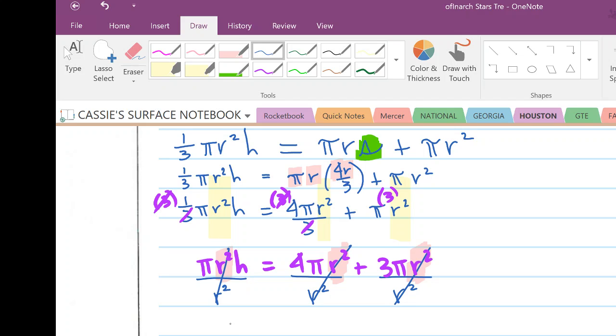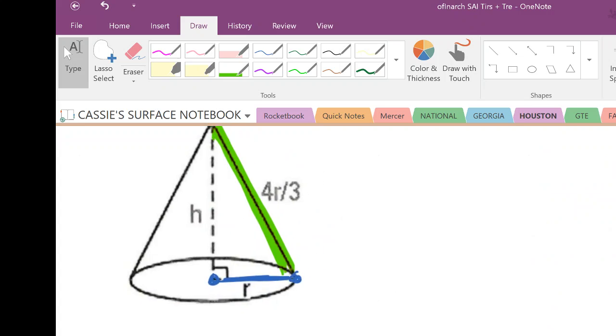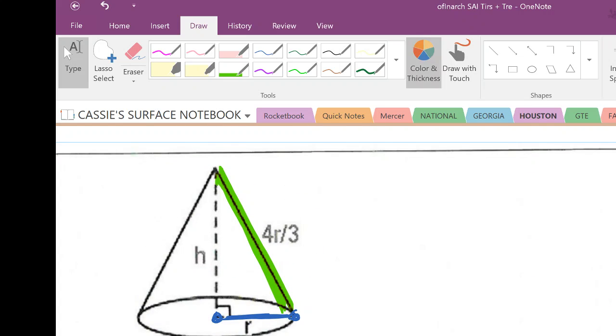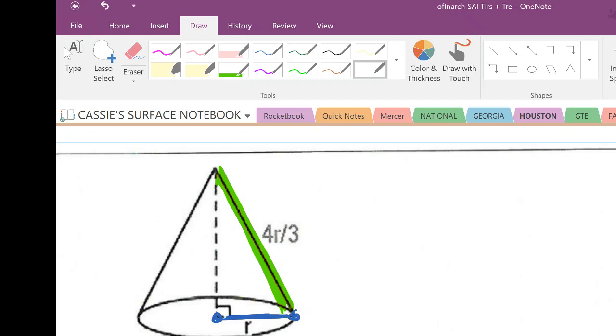And now I have pi h is equal to 4 pi plus 3 pi. So pi h is equal to 7 pi. And if I divide by pi, I actually now know that the height has to be 7. All right, so let's go back here. The height is definitely 7. And let's look at something else that I maybe know. I'm going to say goodbye to h, because I know it's 7.